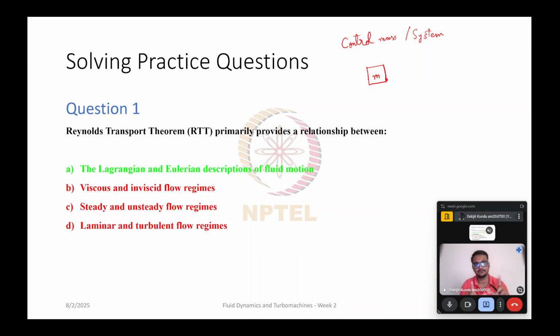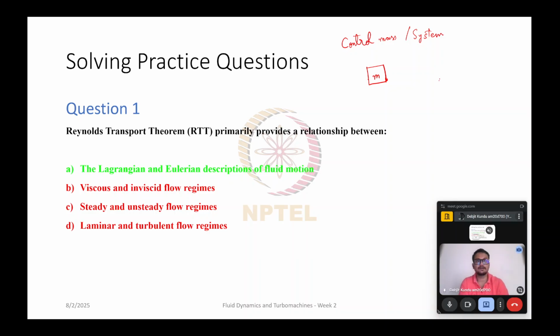It's an identified volume or identified quantity of mass, and all our laws, basically starting from Newton's laws of motion or conservation of energy coming from the laws of thermodynamics, all these laws are known for a control mass or a control system, or a system viewpoint.